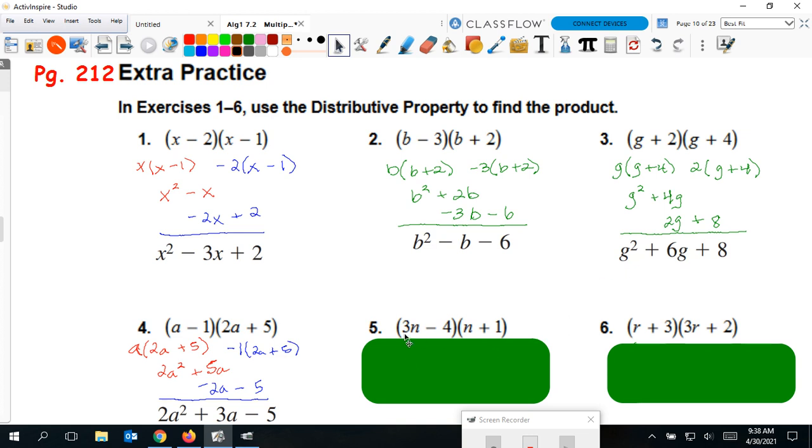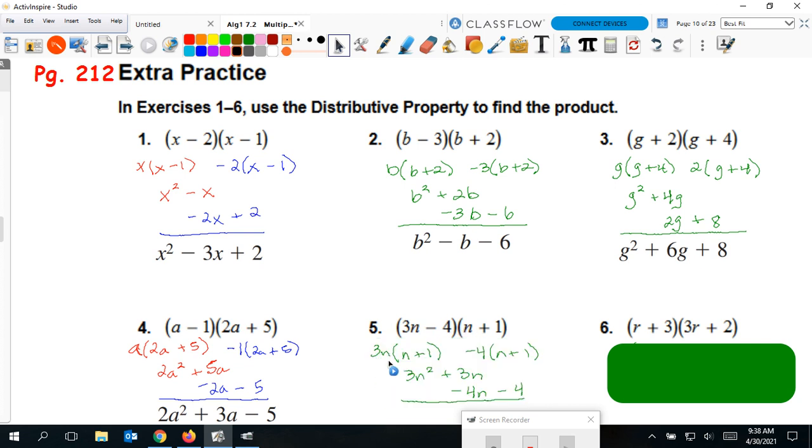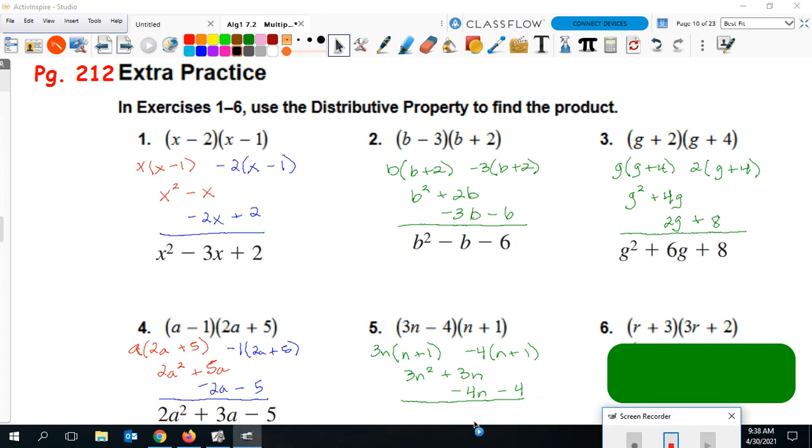Number 5 with the n variable. So 3n is going to multiply n plus 1, and then negative 4 is going to multiply n plus 1. And so we end up with all of this. And so 3n squared is going to come down. We're going to combine here. So this is subtracting these. Take 3 away from negative 4. It's a negative 1n, or just negative n there. And the negative 4 comes to our answer. So 3n squared minus n minus 4 should be your answer for 5.